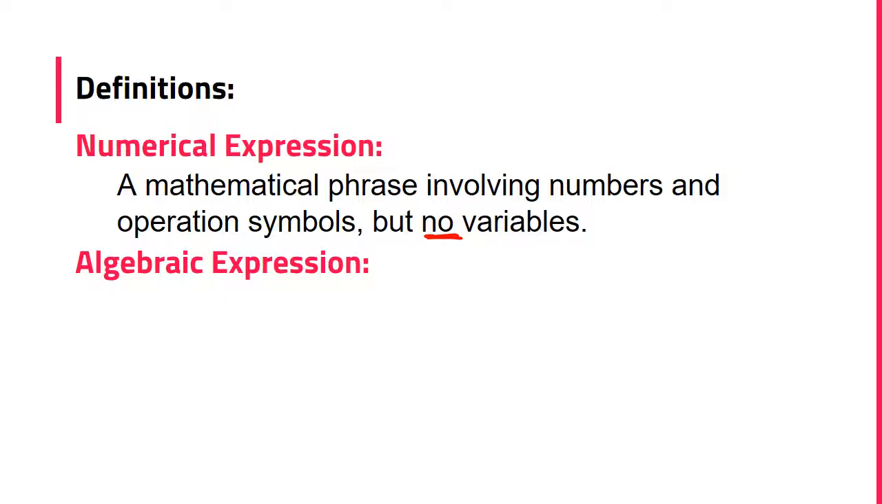Let's talk about this for a second. A mathematical phrase with numbers and operation symbols, but no variables. So that means it might be something like 3 times 5. That's numerical because it has only numbers, and it's an expression because it has an operational symbol like multiplication.